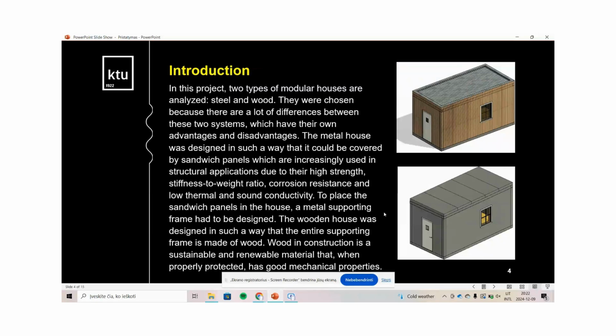disadvantages. The metal house was designed in such a way that it could be covered by sandwich panels, which are increasingly used in structural applications due to their high strength, stiffness to weight ratio, corrosion resistance, and low thermal and sound conductivity. To place the sandwich panels in the house, a metal supporting frame had to be designed. The wooden house was designed in such a way that the entire supporting frame is made of wood. Wood in construction is a sustainable and renewable material. When properly protected, it has good mechanical properties.